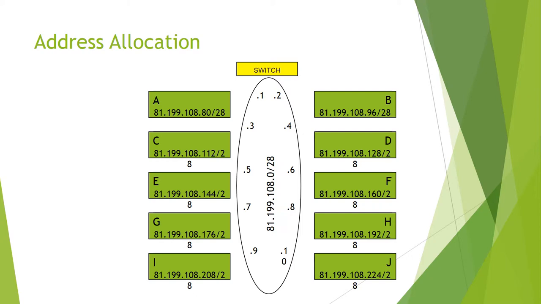Now this network is divided into 10 subnets. For A it is 81.199.108.80/28, in B 81.199.108.96/28, in C similarly 112, D 128, E 144, F 160, G 176, H 192, I 208, and J 224, and all have subnetting of 28 bits. As you can see, IP address slash 28.